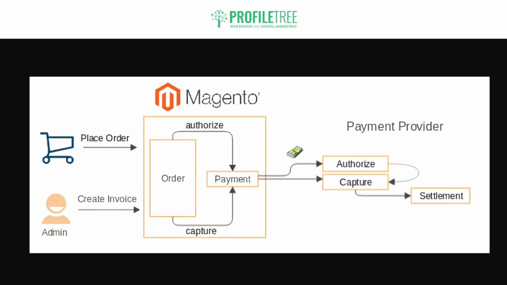Now, talking more into the actual payment processing. If a user places that order, you can see that an admin will create that invoice for the order, and they will authorize it. The payment will go through, and the order will capture that as well. With that payment, it gets authorized. Then they'll capture it, and then they'll do the settlement.